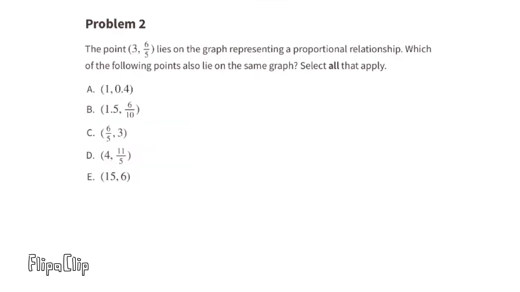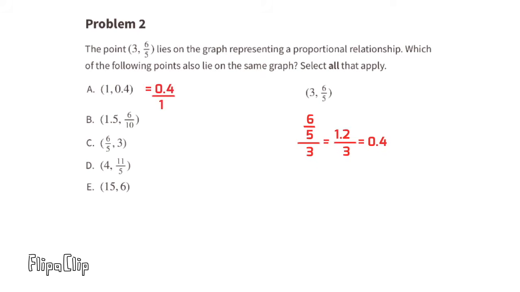Problem number 2. The point 3 and 6/5 lies on the graph representing a proportional relationship. Which of the following points also lie on the same graph? Select all that apply. 6/5 compared to 3. 6/5 is 4/10 the size of 3. And the same can be said for A. 4/10 is 4/10 the size of 1.